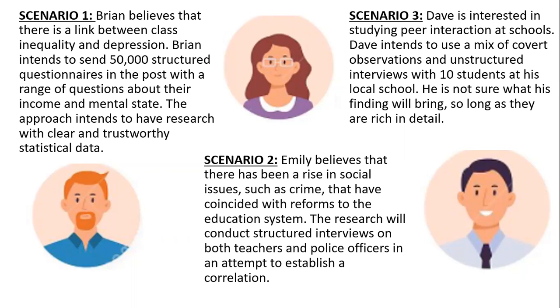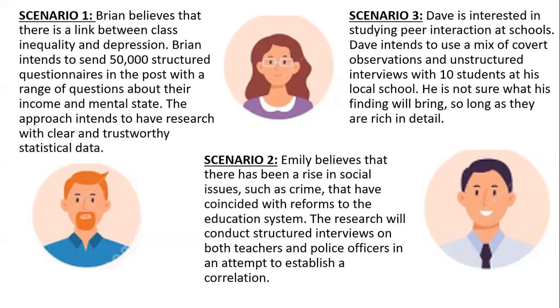So I'm just going to identify how I knew that. First off, Brian has a hypothesis. He thinks there's a link between class inequality and depression. In terms of the sample as well, it's a massive one. It's got 50,000 people in there, so it's looking to be representative. The methodology is a structured questionnaire, so it's very organized and regimented, as it were.